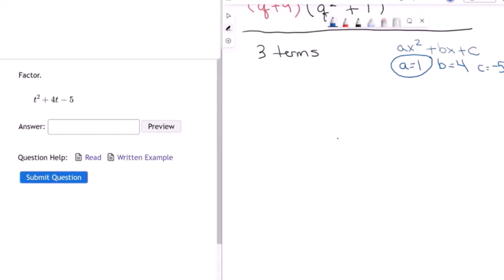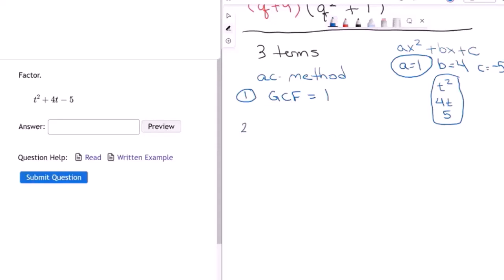That's why I'm starting with a equals 1, and we're going to expand it out to a is not equal to 1. This is called the AC method. First step, always when I factor, is I look for the greatest common factor. Do you see any factors that are in common to t squared, 4t, and 5? No, there's none. So we just say 1. If there's nothing in common, there's nothing in common. We just say the greatest common factor is 1, and we move on.